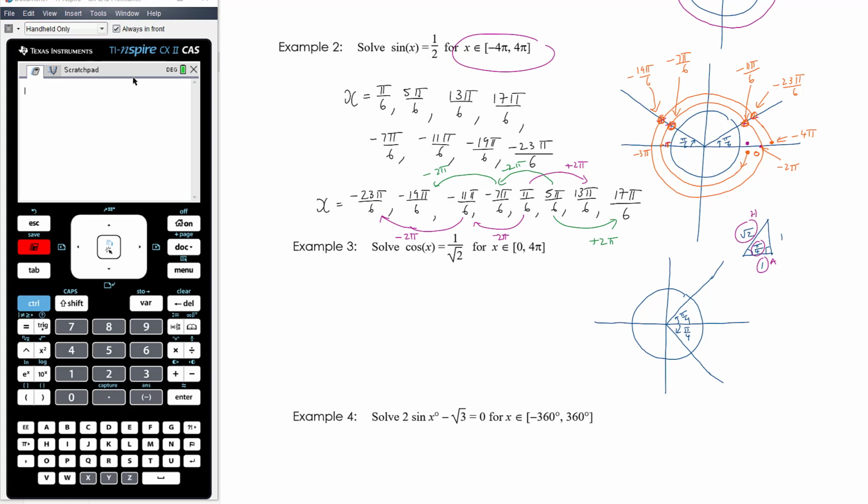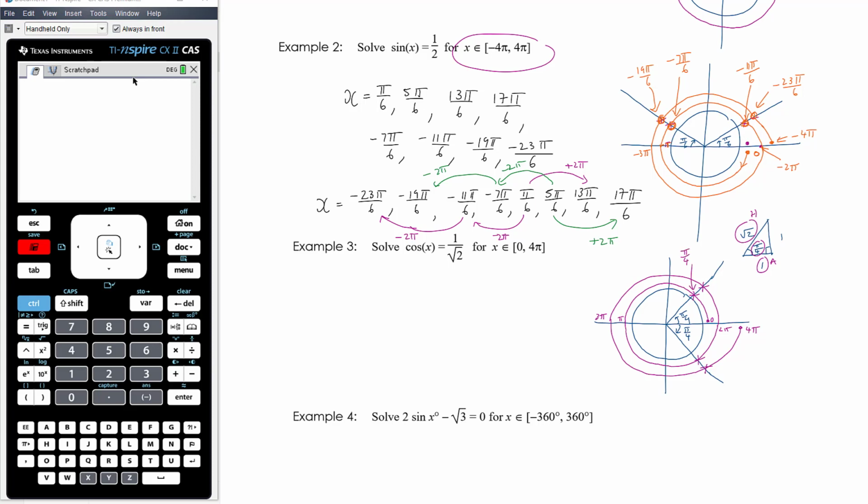Okay, then we think about domain. 0 to 4 pi, so that's 2 laps of the circle. So starting at 0, around to pi, around to 2 pi, continuing with a second lap to 3 pi, and continuing back around to 4 pi. Okay, so we're going to get 1, 2, 3, 4 solutions as we make those 2 laps around the unit circle. So that first solution we know is pi on 4.